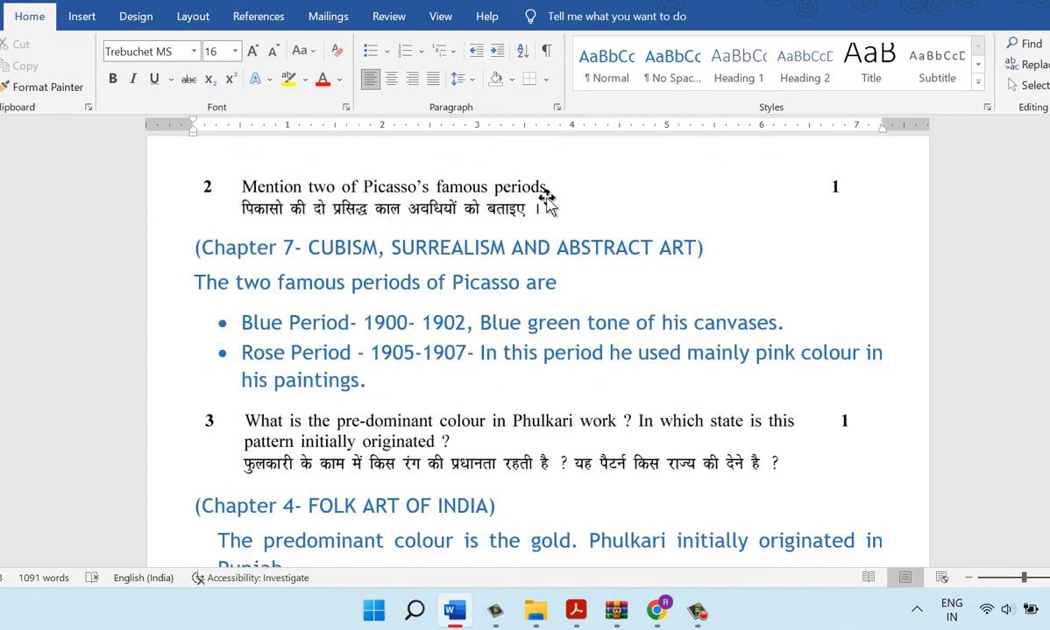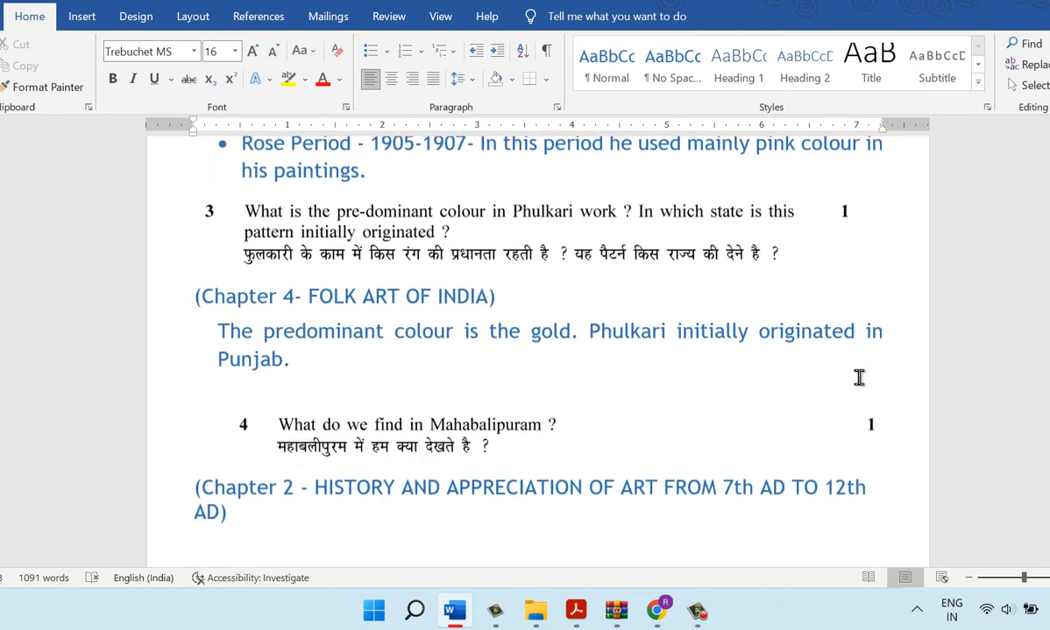The next question, mention 2 Picasso's famous periods. This is again from the same chapter. The famous periods of Picasso are the blue period between 1900 and 1902. In this period, all his canvas drawings had a blue-green tone. Then the rose period between 1905 and 1907. And in this period, pink was the predominantly used color in his paintings.